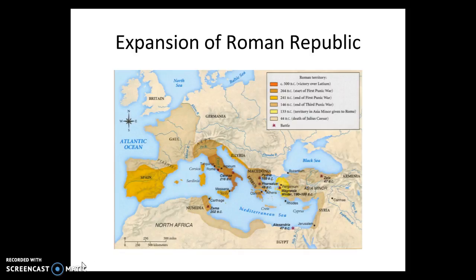Rome would go through a civil war led by Julius Caesar, and the result was Rome would now have an emperor as their ruler. The first emperor was Augustus. Augustus, in order to keep order, he kept the Senate.